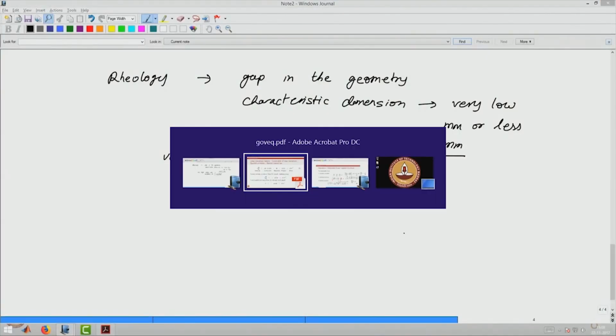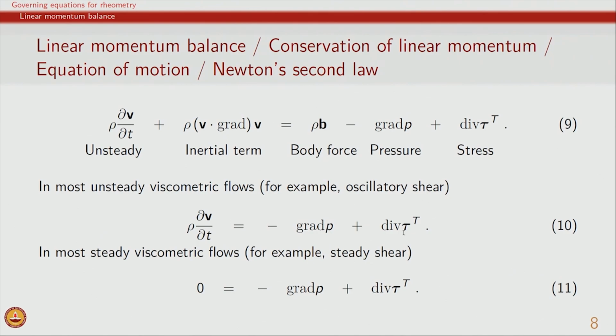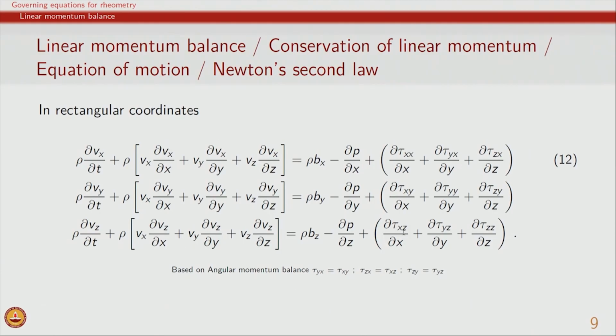So, therefore, what we will do is to look at a couple of examples of how the linear momentum balance simplifies in a given case. So, now this is the linear momentum balance in rectangular coordinates. We remember that angular momentum balance ensures that the stress tensor is symmetric. So, tau yx is the same as tau xy, tau zx is the same as tau xz and tau zy is the same as tau yz. And given that the linear momentum balance is a vectorial equation, we have three components.